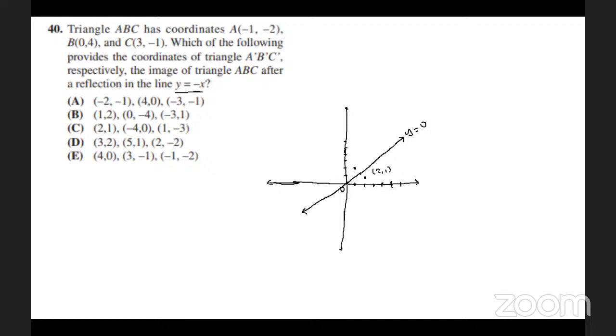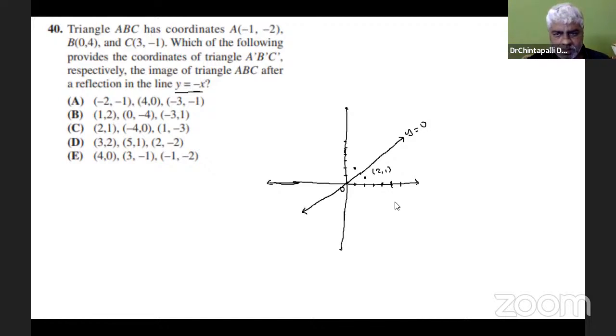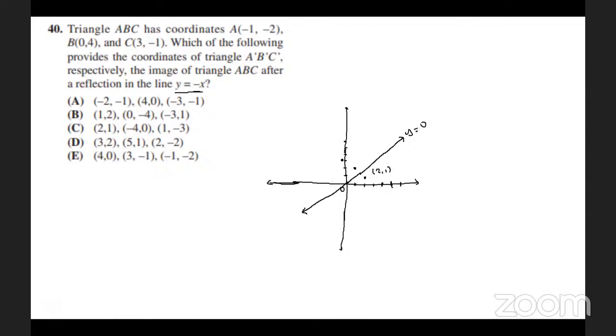Can you tell the image of alpha, beta? Beta comma alpha. Very good. It is about the line y is equal to x.